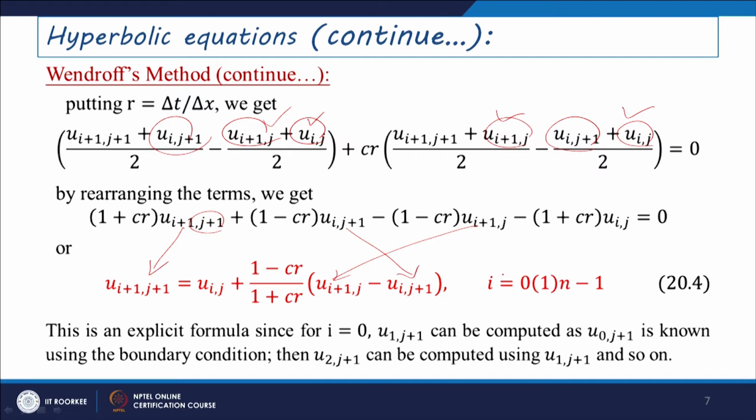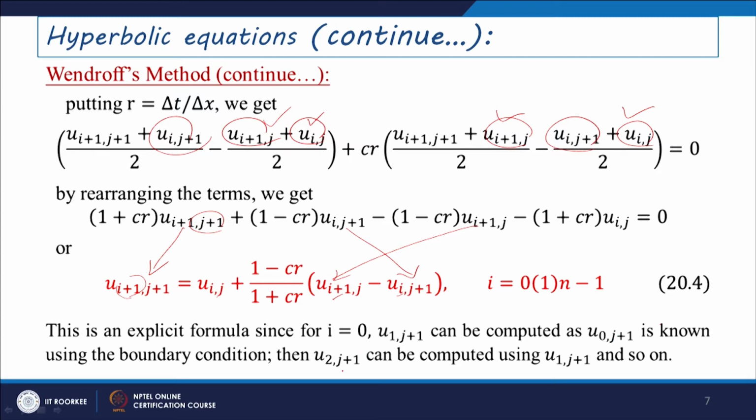So, if you see here, this is an explicit formula, since for i equals 0 we can start the calculation here. So, i equals 1 it will take, so u 1 point, if we put i equals 0, then we will have a 0 value here, then a 1 value here, and here also a 0 value there. But this u 1, j plus 1 can be computed from u 0, j plus 1 here, which is known using the boundary conditions.